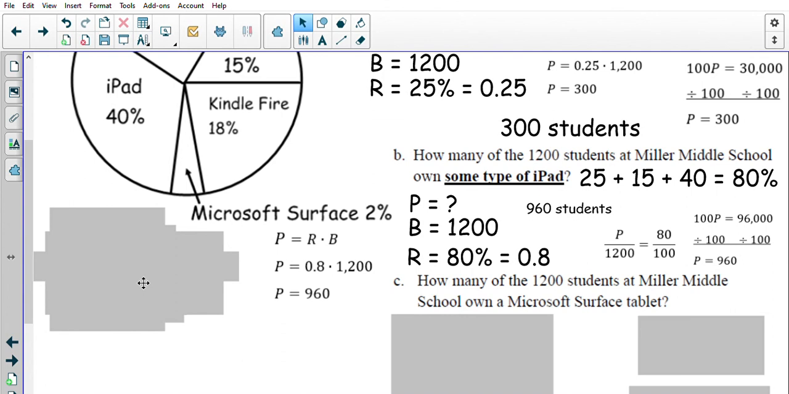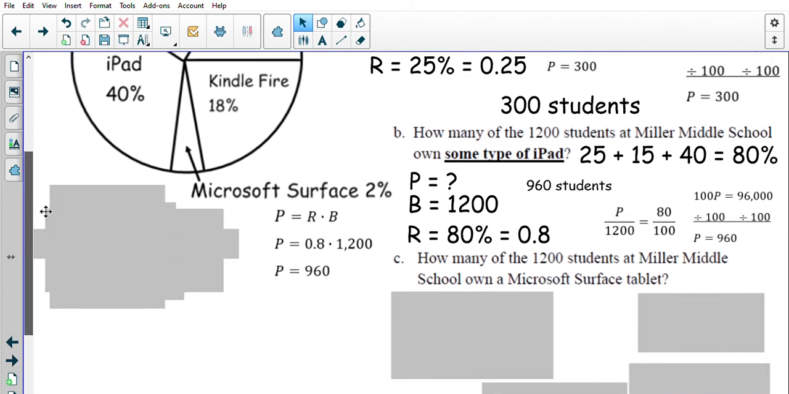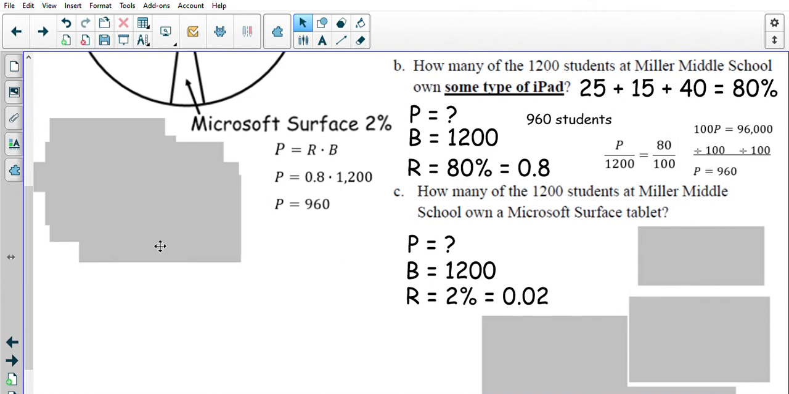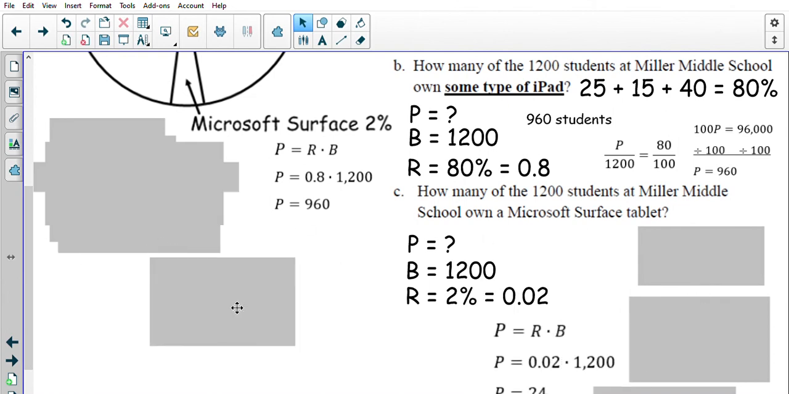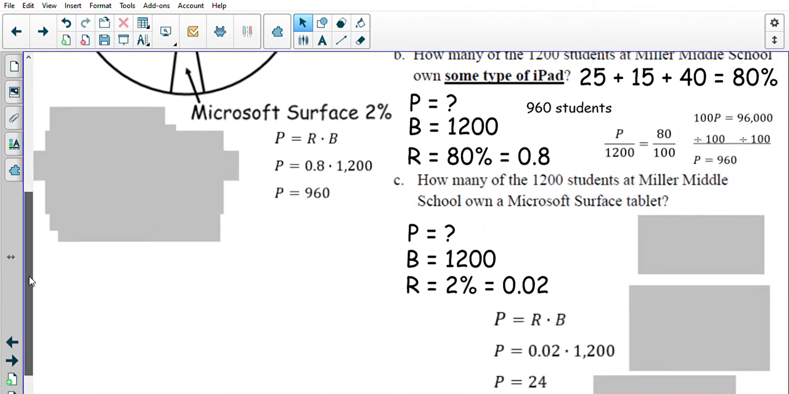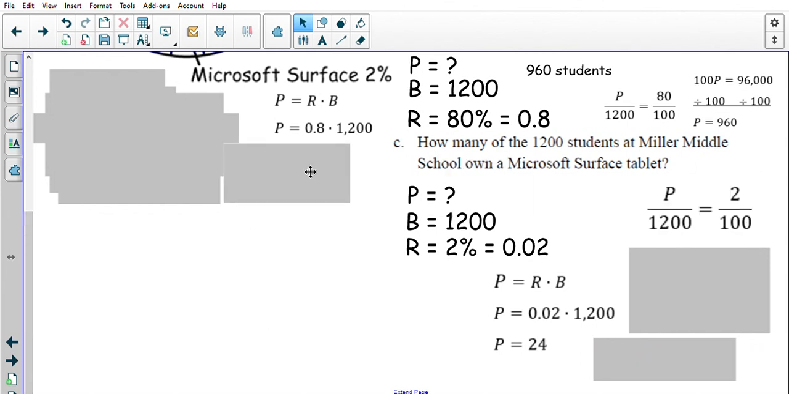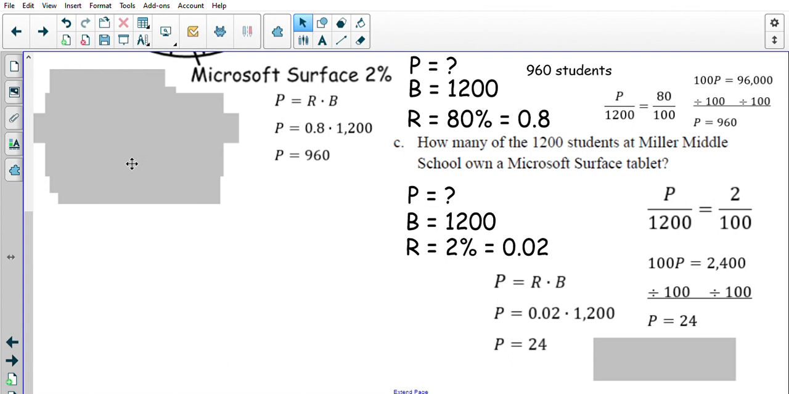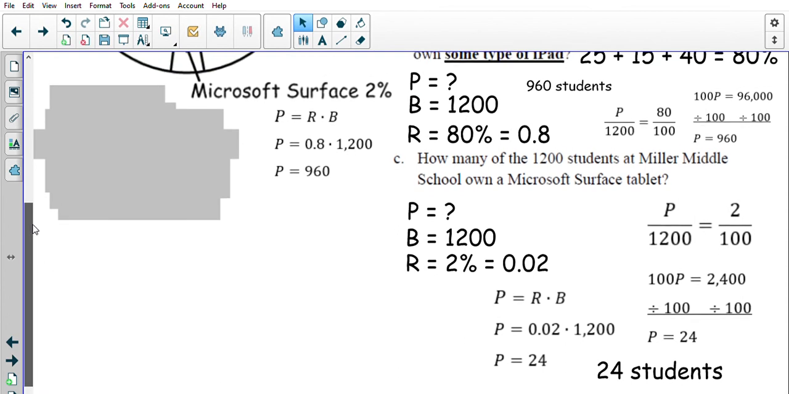Finally, how many of the 1,200 students at Miller Middle School own a Microsoft Surface tablet? So that's 2%. So we can either do P equals 0.02 times 1,200, or you can do P over B equals R over 100, which is P over 1,200 equals 2 out of 100, and you'll get 24 students either way. Same type of problem for A, B, and C, except B is a little bit higher level, but you can use either. You don't have to show both.